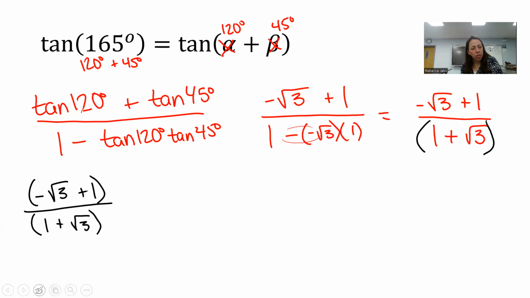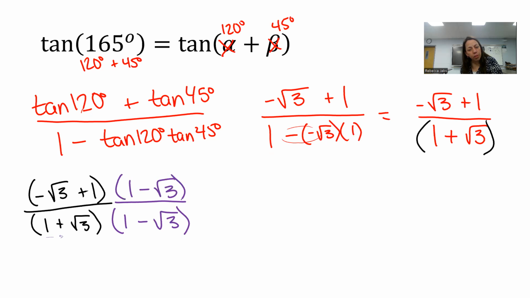Since I switched colors again, let me switch one more time. The conjugate of the denominator would be 1, but then I'm going to change it from a plus to a minus. So 1 minus radical 3. And since that's what's in the bottom, that's what has to be in the top.